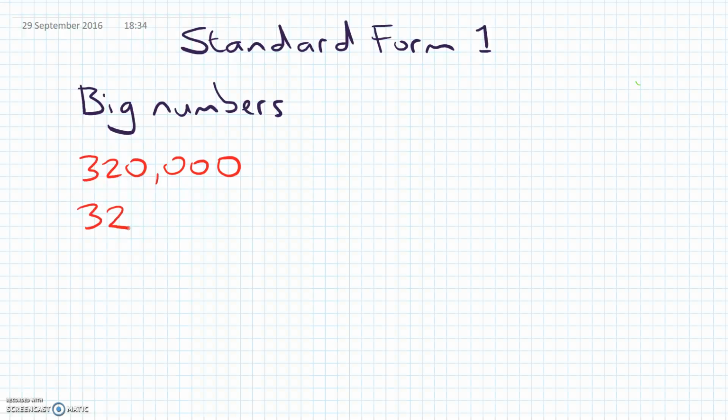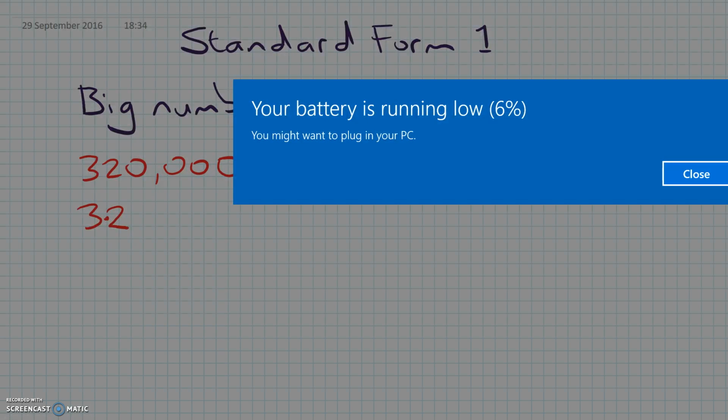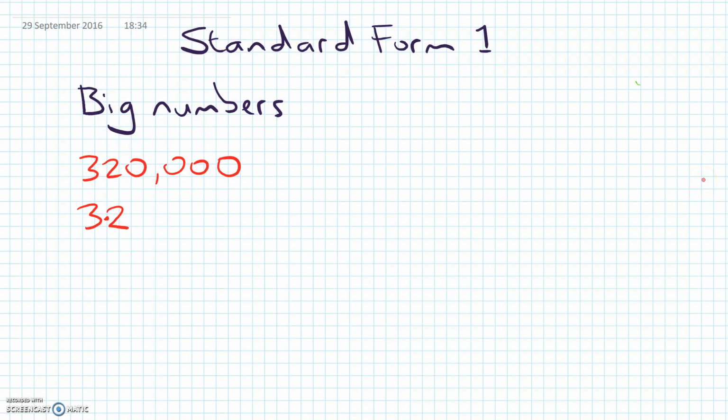Now the next thing we have to do is turn that number into a number that's greater than or equal to 1, but less than 10. So if I put a decimal point here, we get 3.2, which is greater than or equal to 1, but it's less than 10. Now the next thing we need to look at is the fact that if I take this 3.2 and multiply it by 10, what will I be left with? Well, 3.2 times 10 is 32.